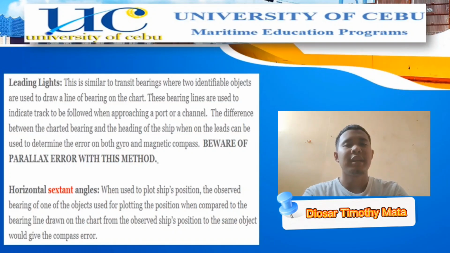Leading lights: this is similar to transit bearings, where two identifiable objects are used to draw a line or bearing on the chart. These bearing lines are used to indicate the track to be followed when approaching a port or a channel. The difference between the charted bearing and the heading of the ship when on the leads can be used to determine the error on both gyro and magnetic compass. Beware of parallax error with this method.